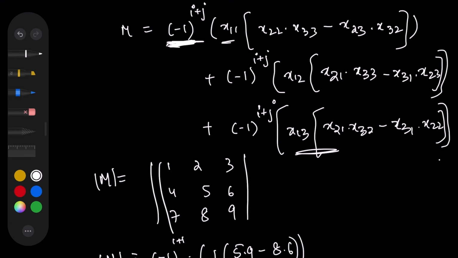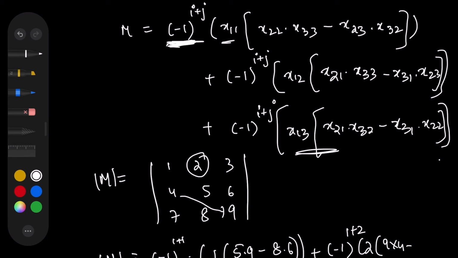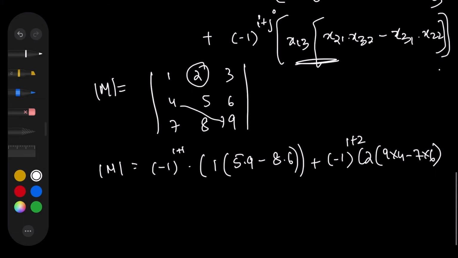So similarly, for this element 2, minus 1 to the power i plus j, this element is in the first row, second column. So now we have to multiply this element and find the cofactor matrix of this element 2. So that is equal to 9 times 4 minus 7 times 6, right?